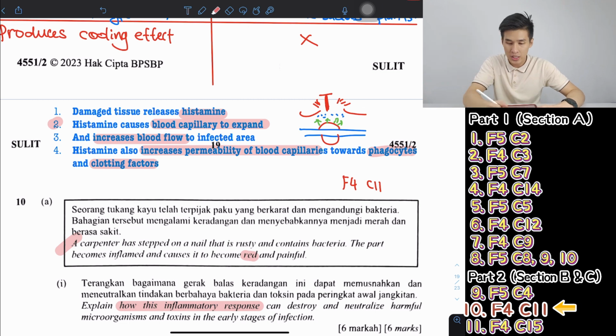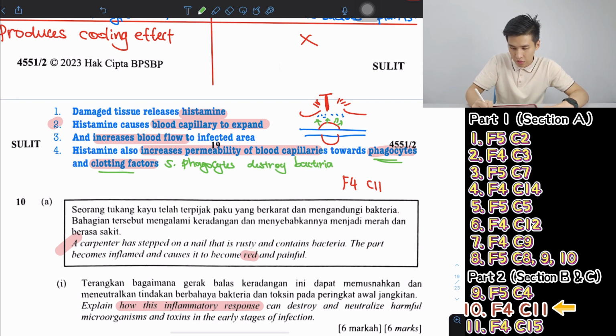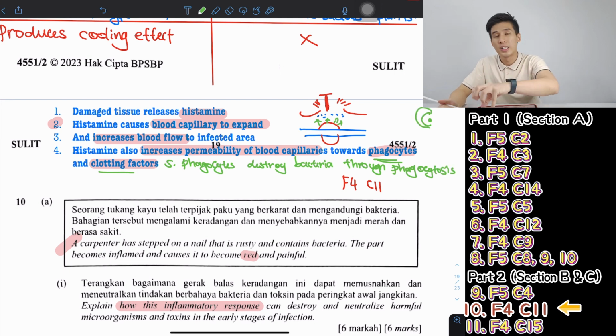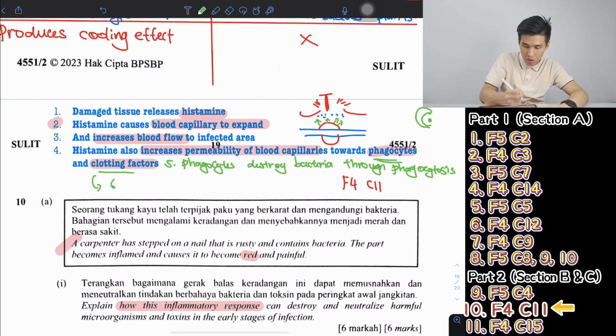So for the remaining 2 marks, we just explain what these two things do. You can say phagocytes destroy bacteria through phagocytosis. Phagocytosis is the process of white blood cells eating the bacteria. So they just eat it and destroy it. Clotting factors, you can say, carry out the blood clotting process.